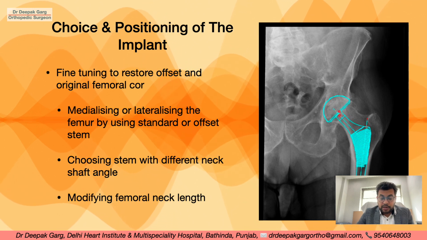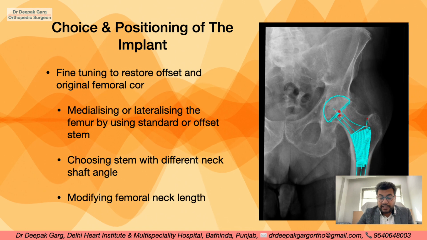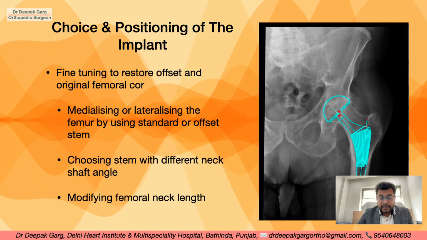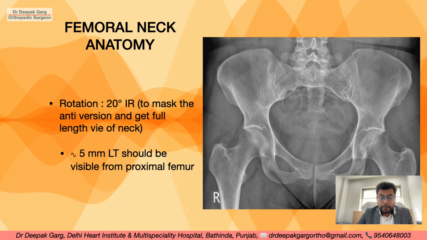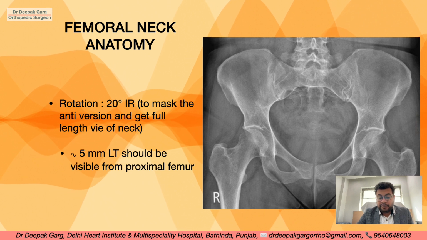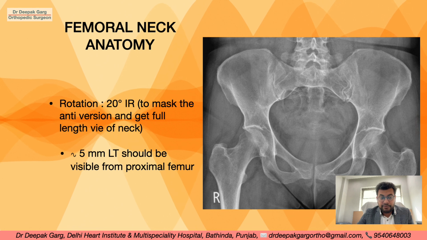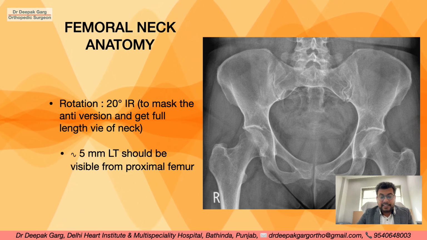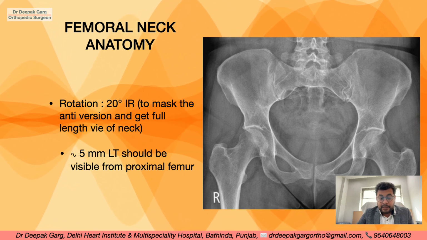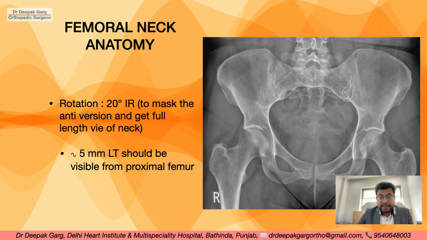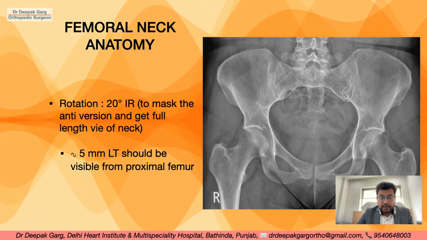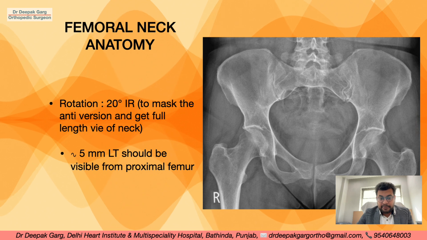Now let's look at how to take a proper radiograph for hip templating. To take a proper radiograph, we take it with both legs in 20 degrees of internal rotation, so that we get the full view of the neck. In this position, approximately 5 mm of the lesser trochanter will be visible to us.